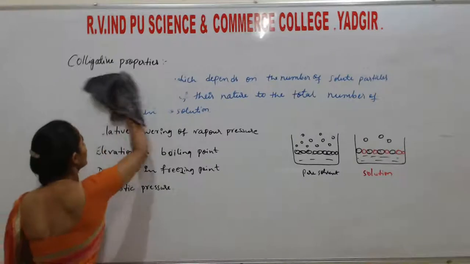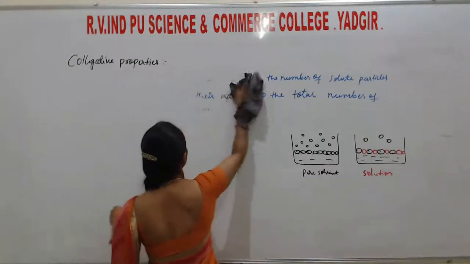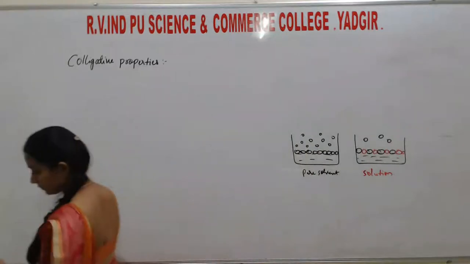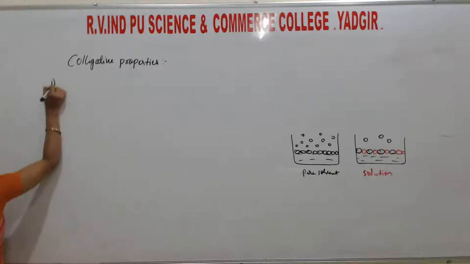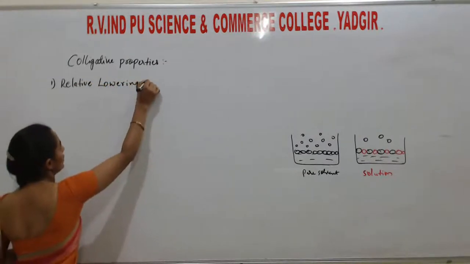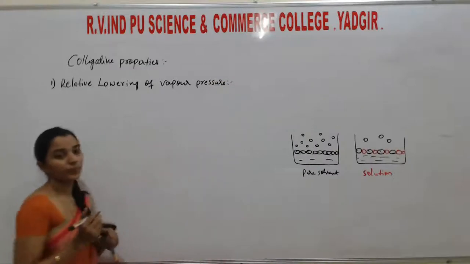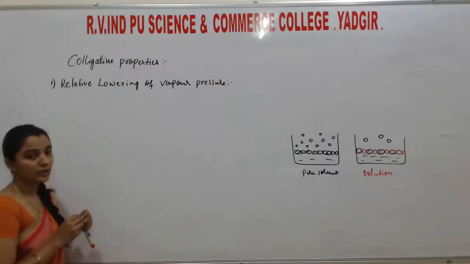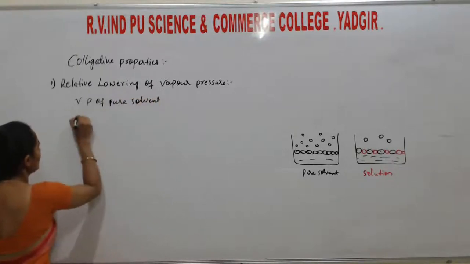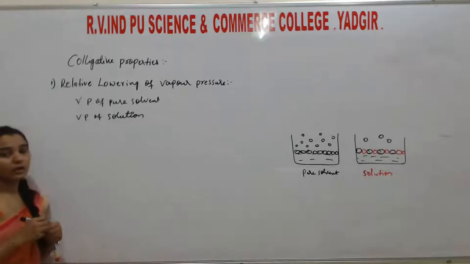Okay, so in the colligative properties, the first one is the vapor pressure of pure solvent and the vapor pressure of a solution, which consists of a volatile or a non-volatile solute.